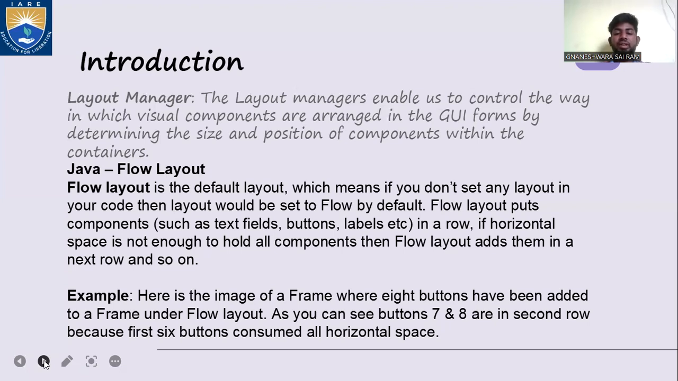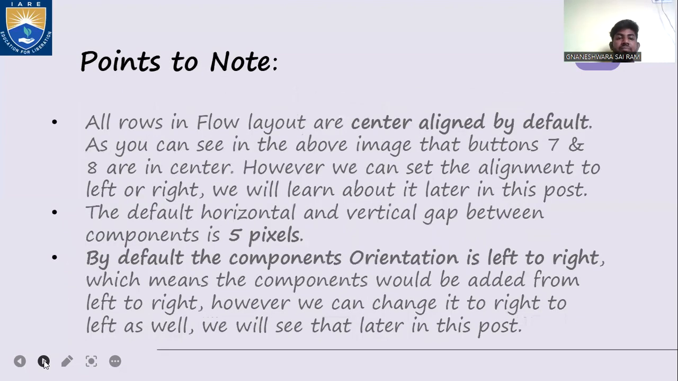Example. Here is an image of a frame where 8 buttons have been added under flow layout. As you can see, buttons 7 and 8 are in the second row because the first 6 buttons consume all the horizontal space.